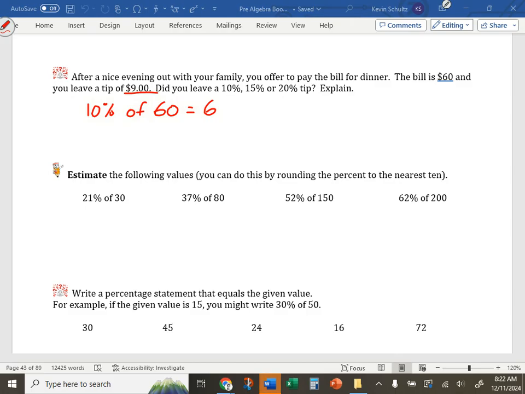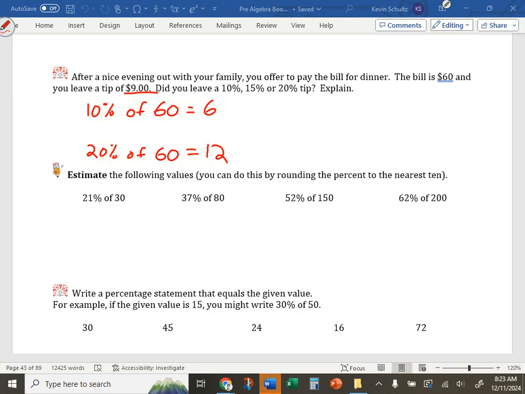No, a 10% tip would have been $6, right? If the bill is 60, if you leave a 10% tip, 10% of 60 is 6, not 9, right? 20% is also easy. What's 20% of 60? 12. 2 times 6. Also, if 10% is 6, if we double that to get 20%, it's going to be 12.